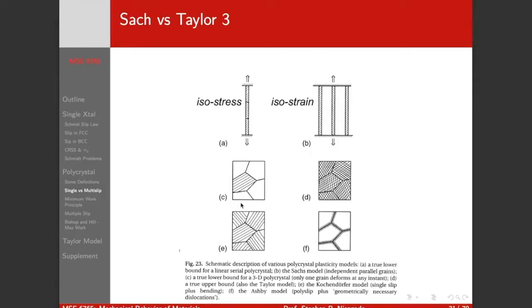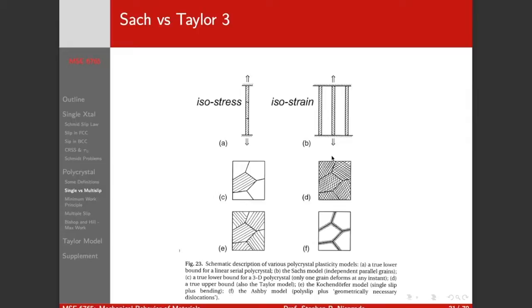When we think about other types of models, we can say, well, there's only one grain deforming at any given instant. So we deform one grain, then we deform the next, then we deform the next, and then we deform the next, and then we deform the next. And that gives us a true lower bound for the 3D polycrystal. It's not important.